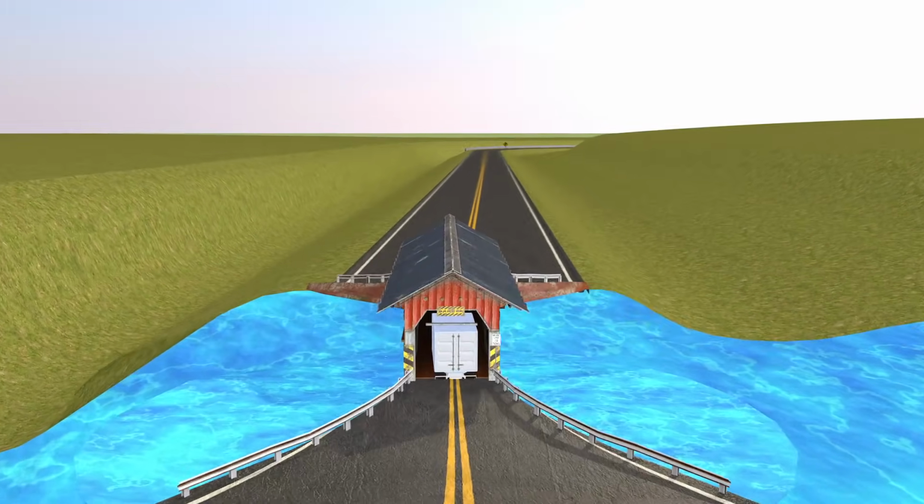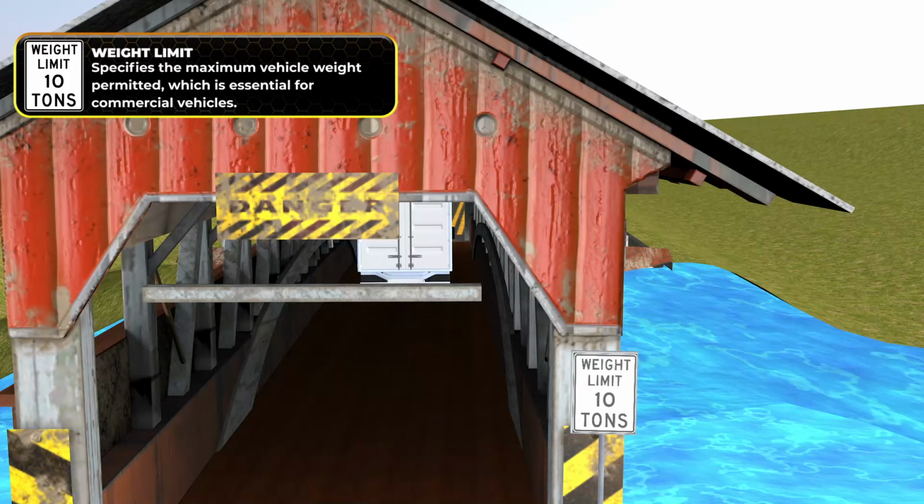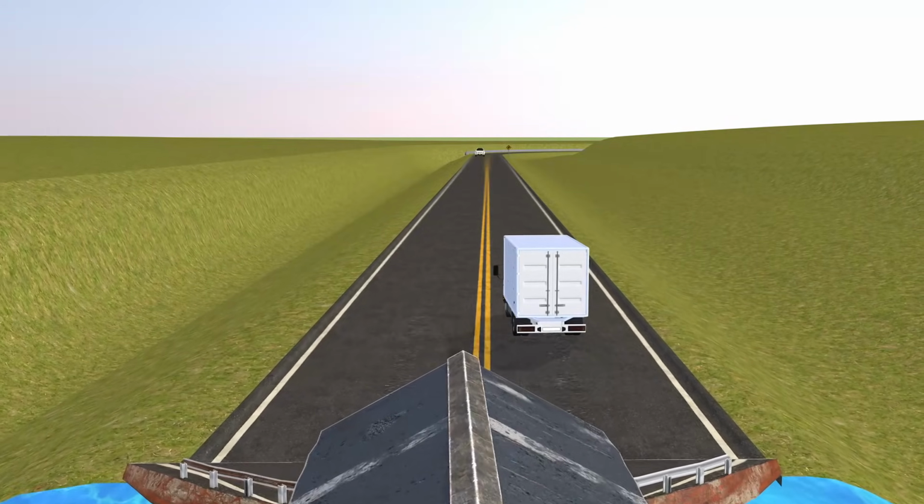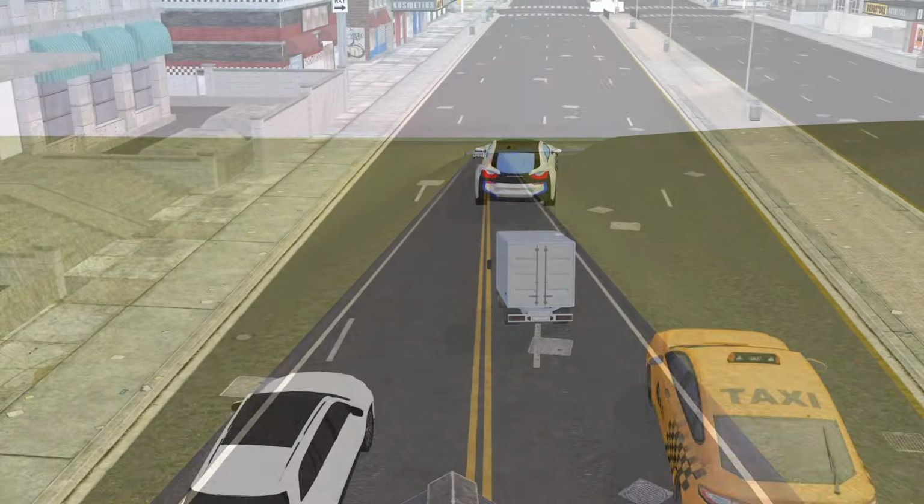This is the weight limit sign, and it indicates the maximum vehicle weight allowed on the road, bridge, or structure ahead. This helps protect infrastructure from damage and ensures safety.